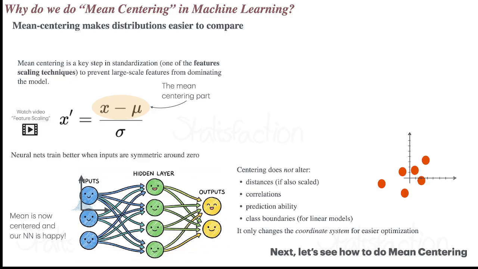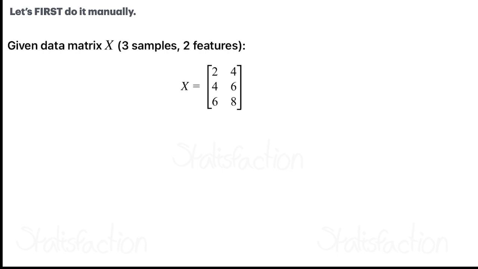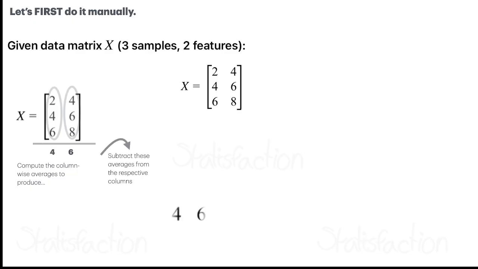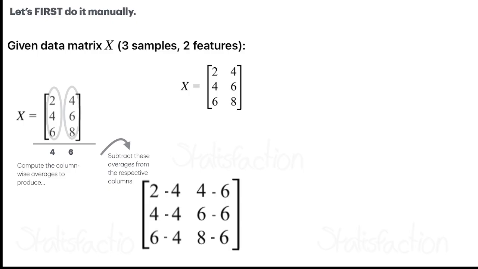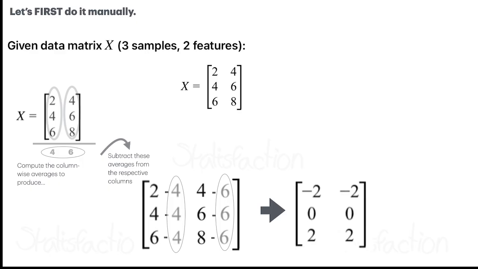Now let's do some mean centering. To get a feel for how mean centering works, let's do it manually. We have a 3x2 matrix here. We can also say this matrix has 3 samples and 2 features. We start by finding the average for each column, and we get 4 for the left and 6 for the right values. Now let's subtract the means we have calculated from each value in the corresponding columns. And we get our centered matrix.